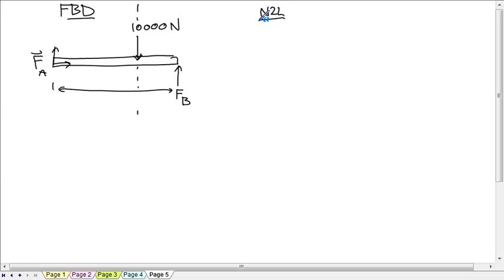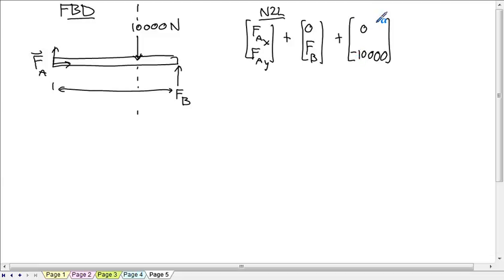So Newton's second law says Fax, Fay plus 0 Fb plus 0 negative 10,000 is equal to zeros. And the rotational equation, this length here is 4/3.